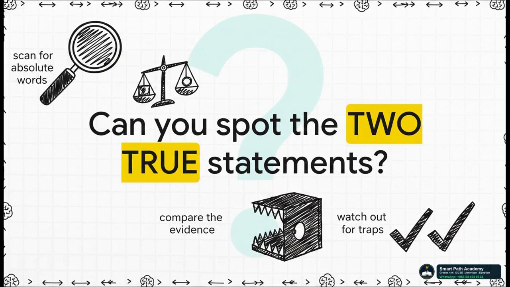And we have reached the final challenge. Here is a text about a school app. I challenge you to pause this explainer right now. Apply everything you've learned today from Smart Path Academy. Scan for absolute words, compare the evidence, watch out for those sneaky traps, and spot the 2 true statements. You've got all the tools you need now. Keep practicing, always trust your evidence, and good luck on your exam.